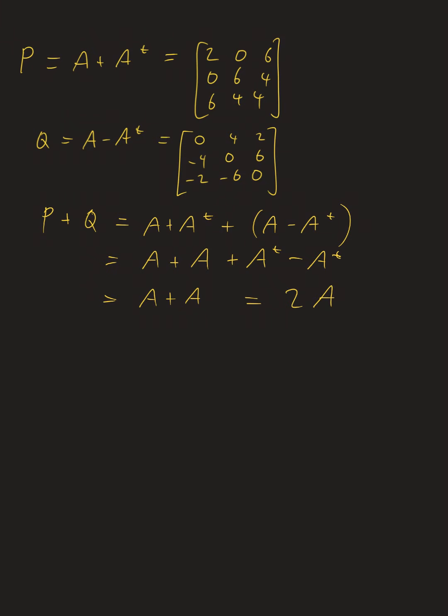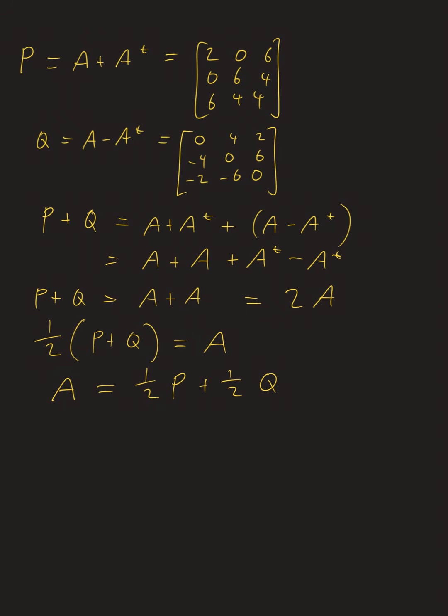So if I just want A, let's solve this equation for A. I could bring that 2 across. So a half of P plus Q should be equal to A. Or I could express A. I'll say A is equal to, let's call it a half times P plus a half times Q.